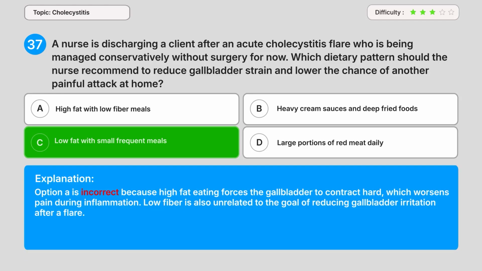Option A is incorrect because high fat eating forces the gallbladder to contract hard, which worsens pain during inflammation. Low fibre is also unrelated to the goal of reducing gallbladder irritation after a flare.